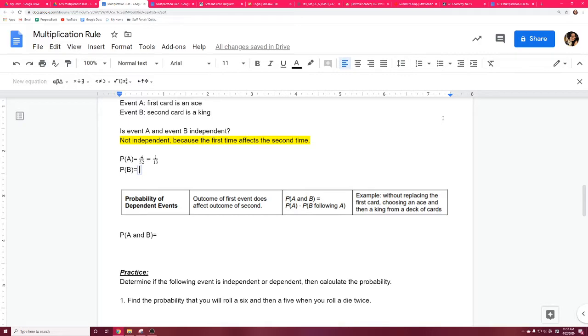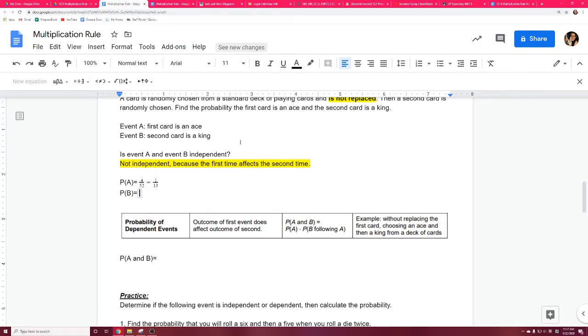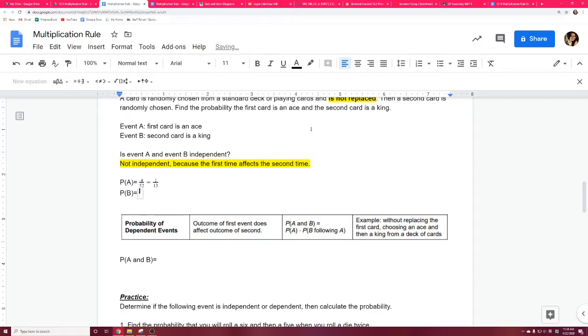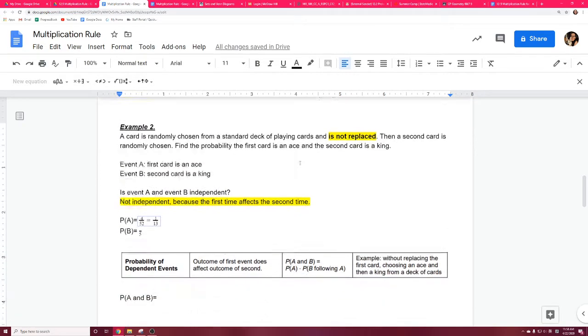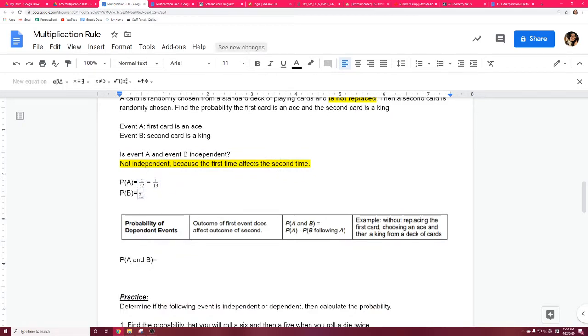So let's look at event B. Event B happened when event A already happened. The second card you draw is a king, when the first card you drew is an ace. So this time you will have only 51 cards left in the deck. Okay, do you agree with me? You have 51 cards left in the deck.